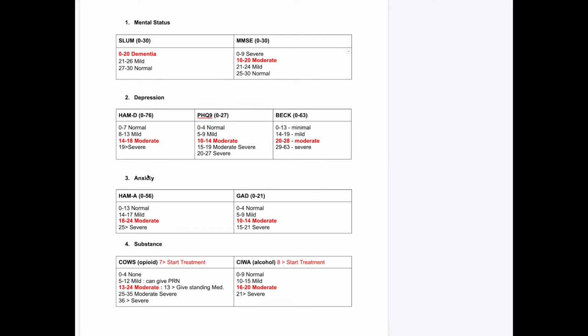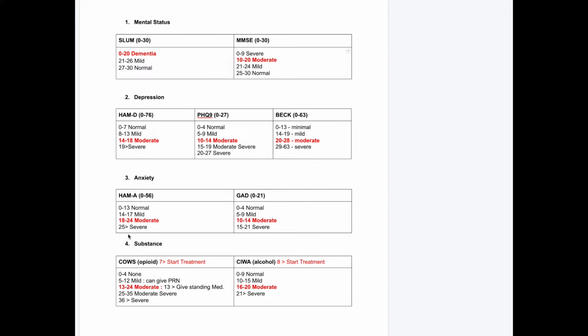The third category that I want to talk about is anxiety. Anxiety has 2 scales, and that is HAM-A for anxiety and GAD. These are the 2 scales used for anxiety that you should know for the PMHNP certification exam. So 0 to 56, 56 is the highest score that you can get for the anxiety scale, and 0 to 13 is considered normal, 14 to 17 is mild, 18 to 24 is moderate, anything greater than 25 is severe, okay?